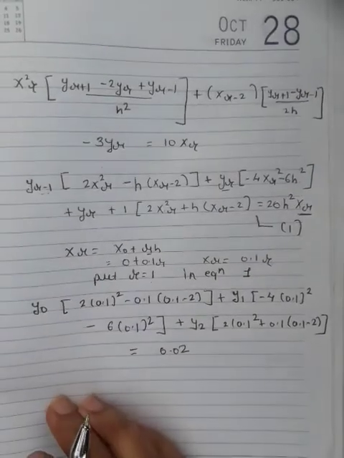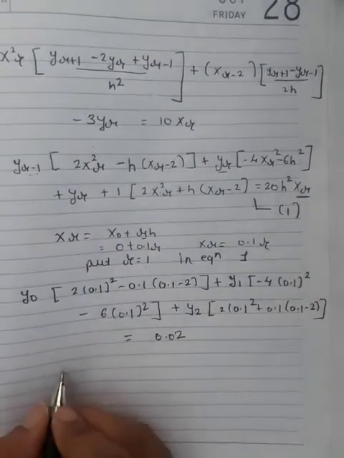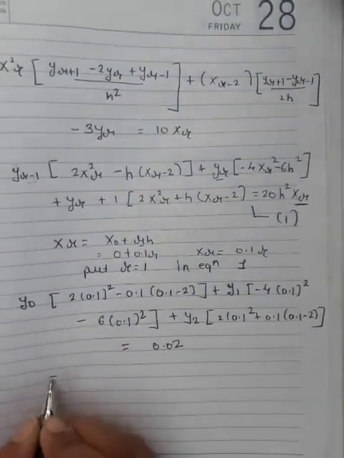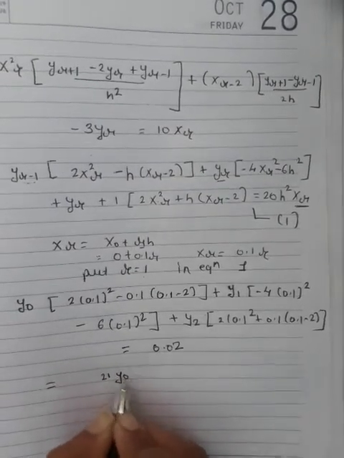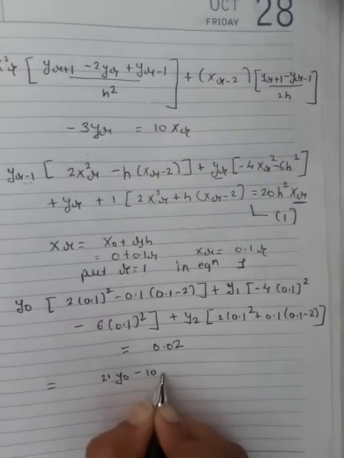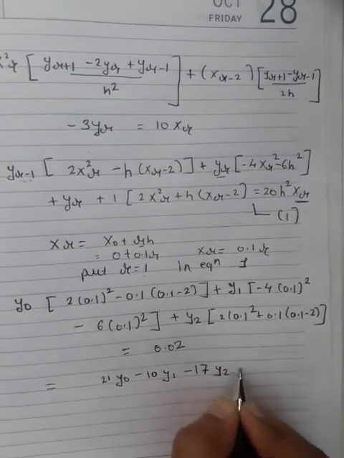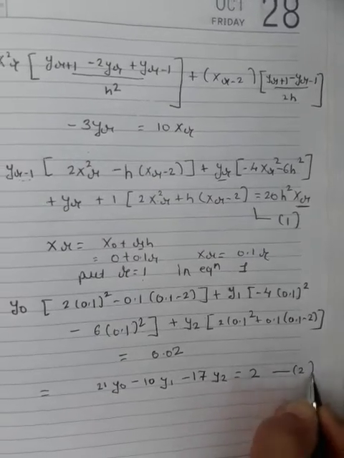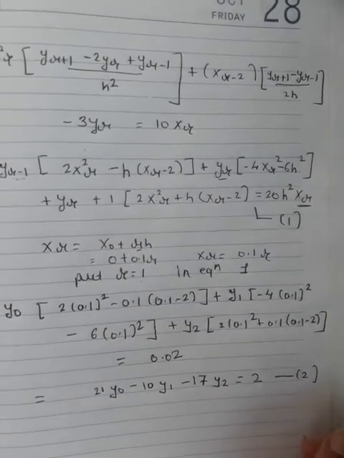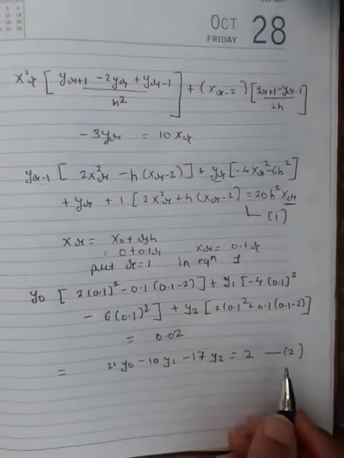is equal to 0.02. So what you have to do? You have to simplify this equation. After simplifying, you will get 21 y naught minus 10 y1 minus 17 y2 is equal to 2. So this equation we have got after putting r is equal to 1 in equation number 1. I will name it as equation number 2.